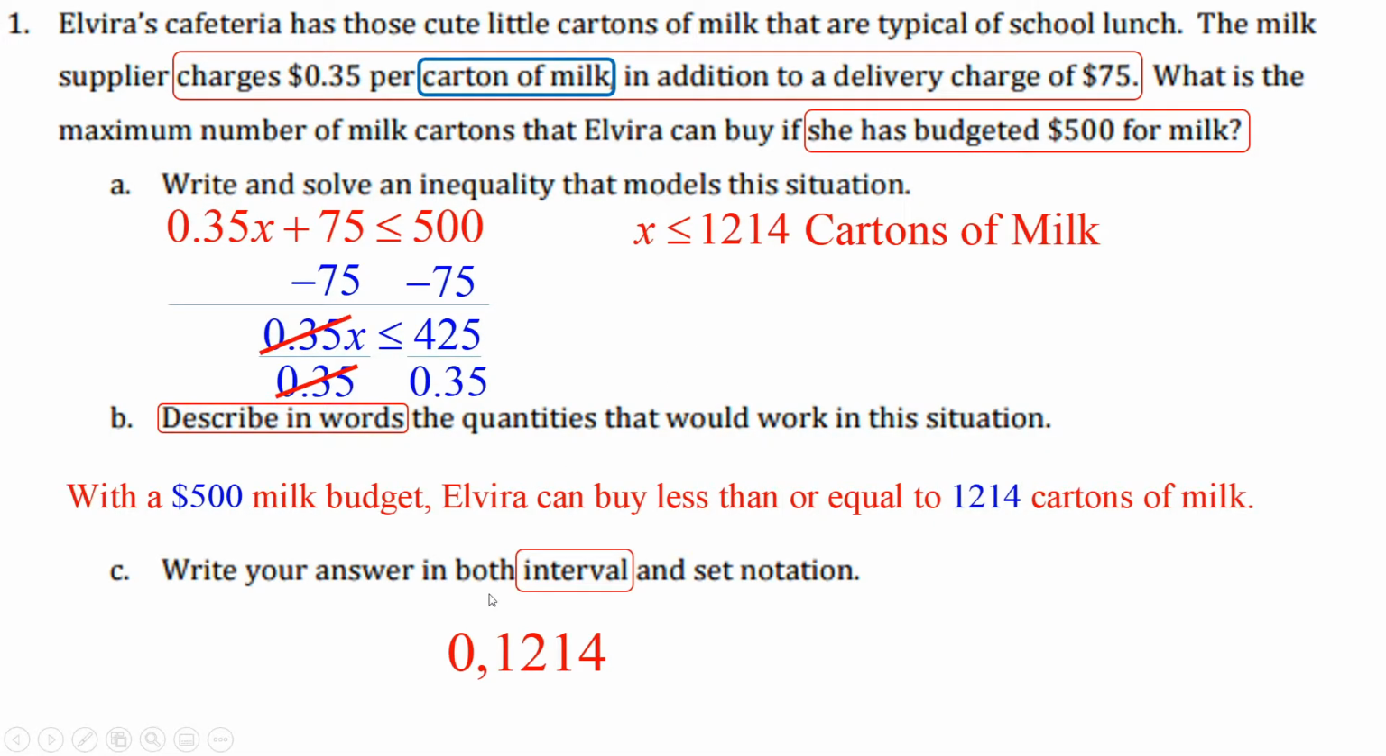And because Elvira could choose right now to purchase 0 cartons of milk, I'm going to put a bracket right here. That means 0 is a possibility. If 0 was not a possibility, that would have been a parenthesis. And less than or equal to 1,214, we have a bracket on the other side. If there were no equal there, that would have been a parenthesis on the right.